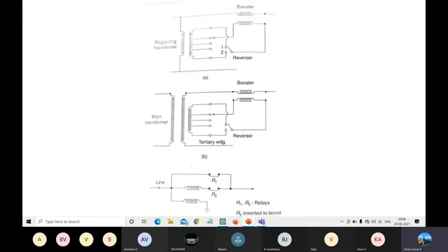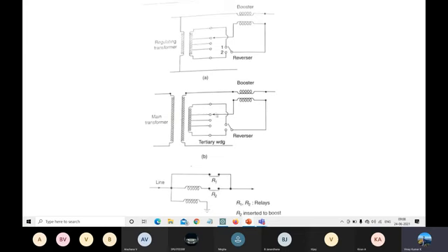These are our configurations of different booster transformers. The first figure shows the booster primary fed from the regulating transformer. So this is our regulating transformer. From this regulating transformer, we are boosting the primary side of our booster transformer. So the booster primary is fed from the regulating transformer. This is one kind of transformer configuration that we use in our booster transformers.